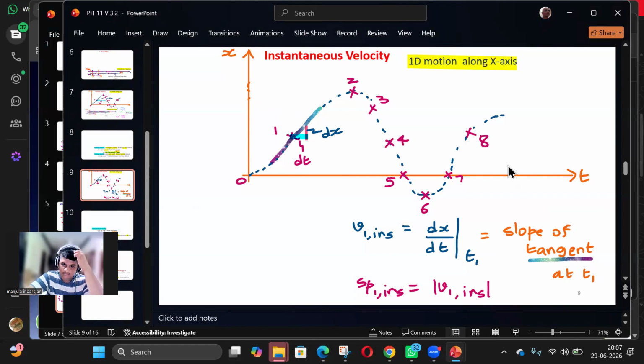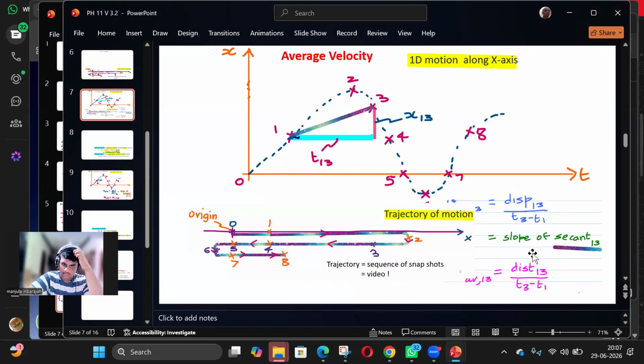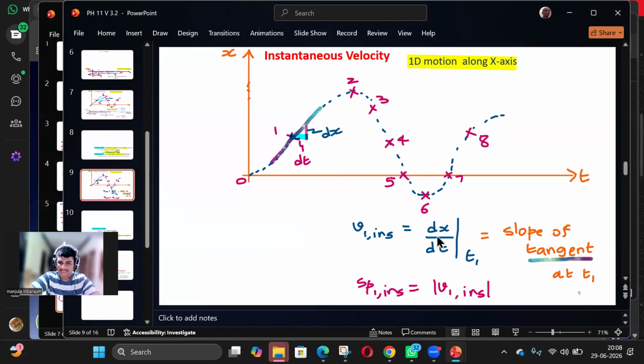So this is one important thing to realize. This is the slope of the secant. Is that clear? So average between any two time intervals. Similarly, I can define average between 1 and 2. You have to find the corresponding t12 and x12, and x12 by t12 is the average velocity.